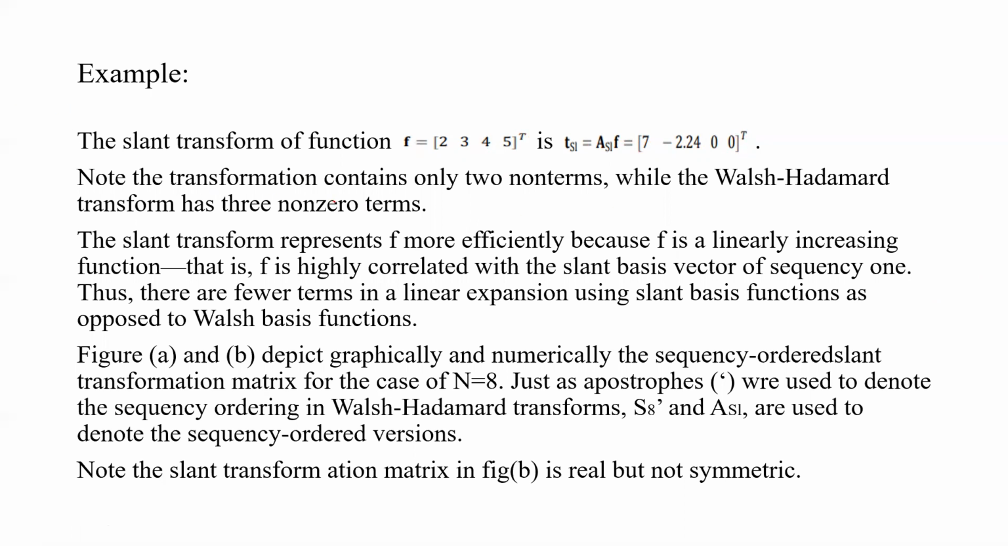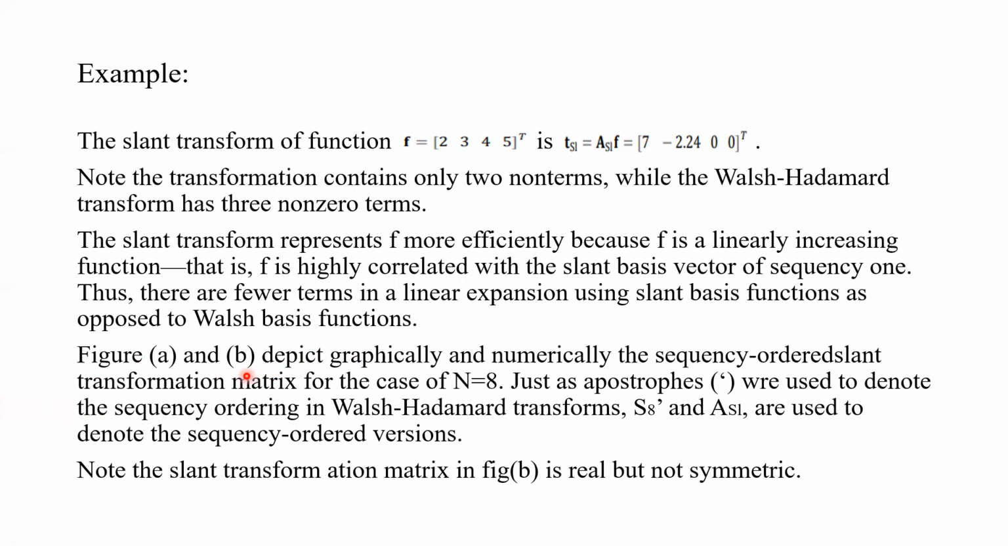Note the transformation contains only 2 non-zero terms, while the Walsh and Hadamard transform has 3 non-zero terms. The slant transform represents f more efficiently because f is a linearly increasing function. That is, f is highly correlated with the slant basis vector of sequency 1. Thus, there are fewer terms in the linear expression using slant basis functions as opposed to Walsh basis functions.